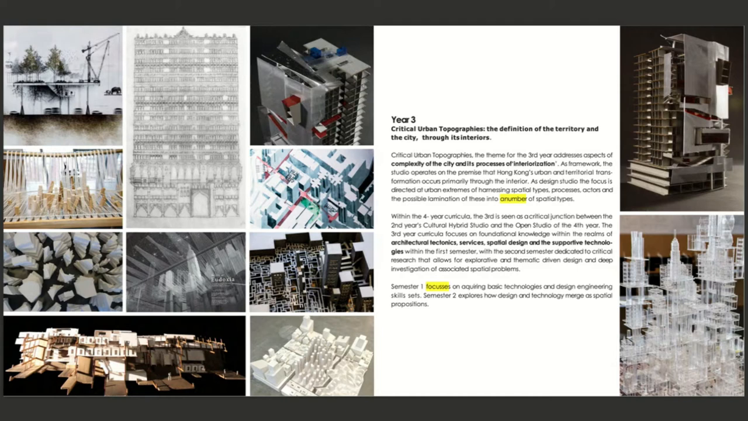We will ask the students to pick a story, and also to explore the architectural tectonics, services, spatial design, and the supportive technologies to think about a building system. When we call this a building system, we are talking about not just one unit, we're talking about the whole high-rise building. And then we will talk about the interrelationship between different levels, between in and out, the facade, and the interior environment.